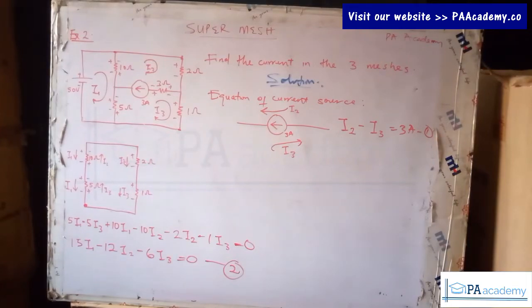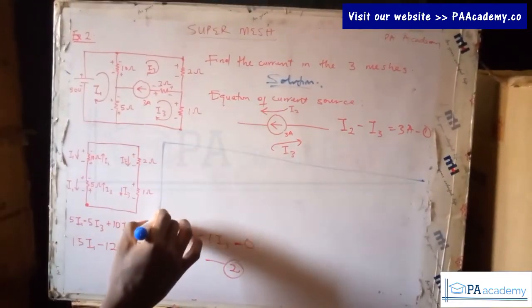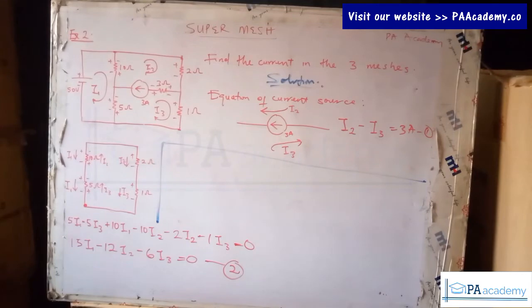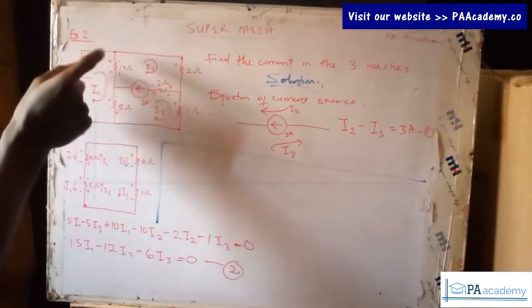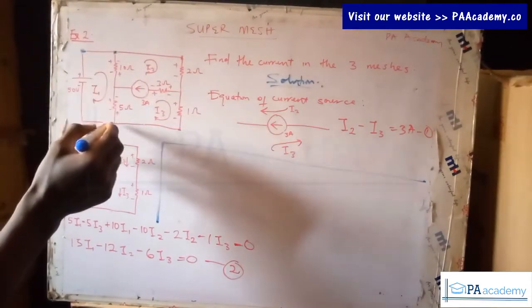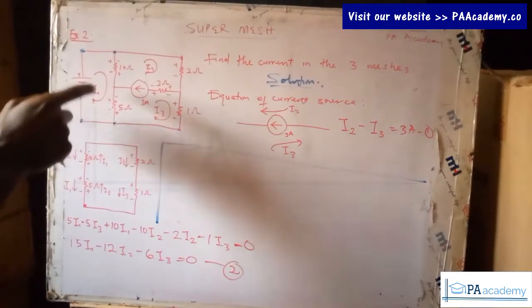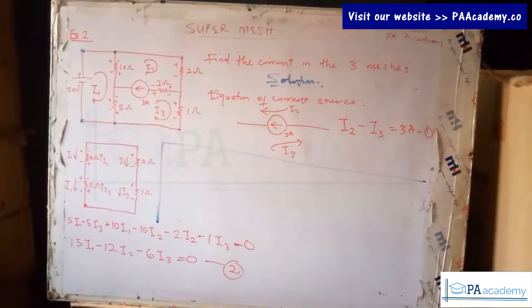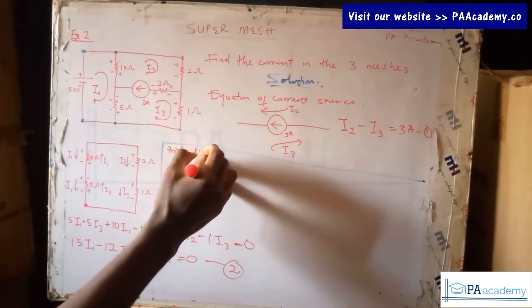Alright, so let's go ahead and solve for our equation 3. Since we are working with only a red pen, let me just demarcate. In solving our equation 3, we are going to be solving this mesh. This is what we are going to be solving. Since we have current I1, let's just call it mesh 1. So we apply KVL to mesh 1.